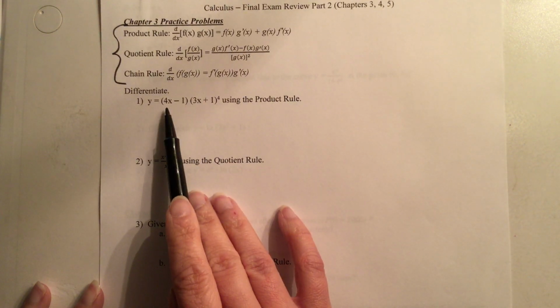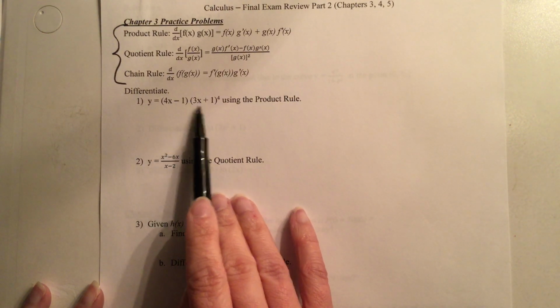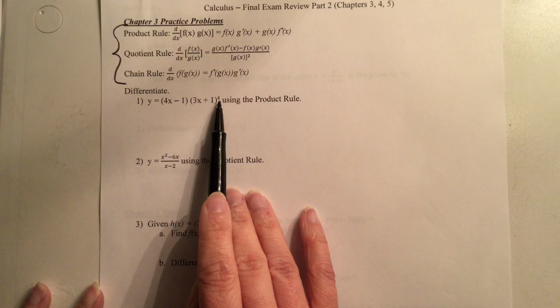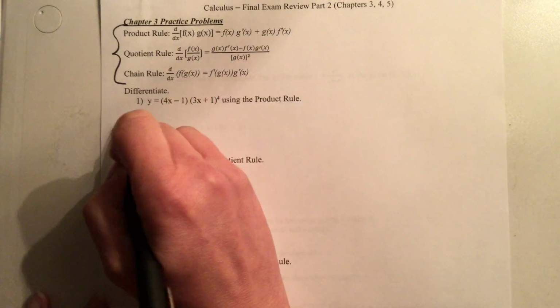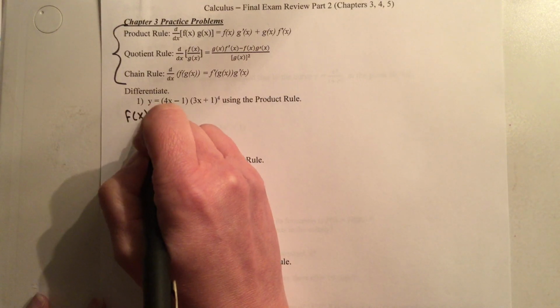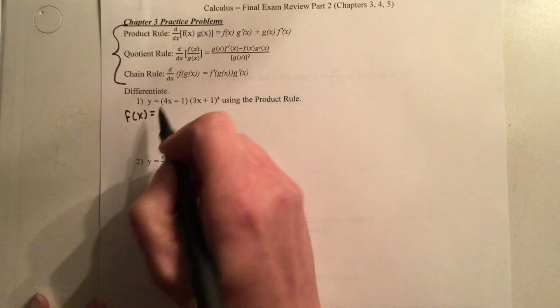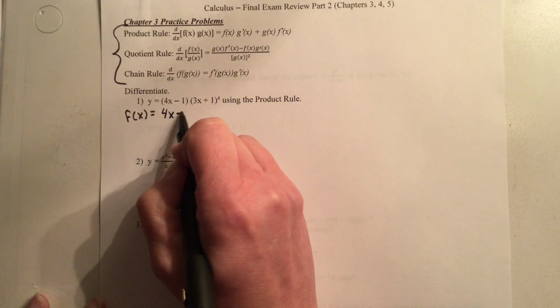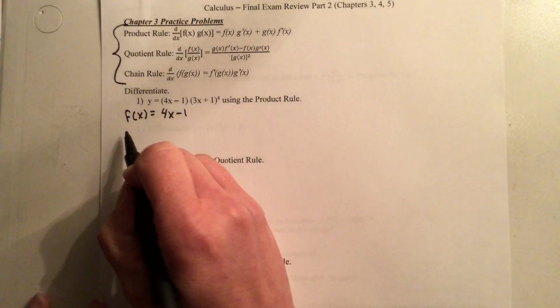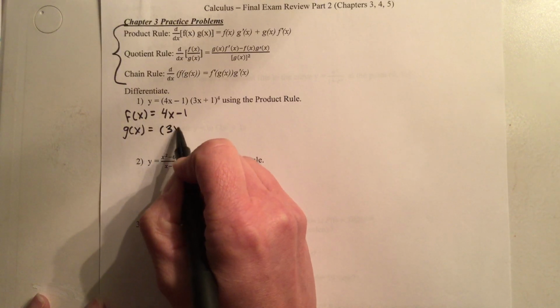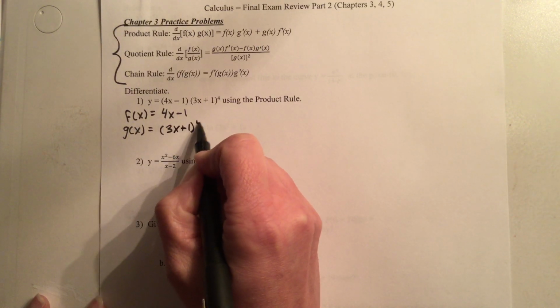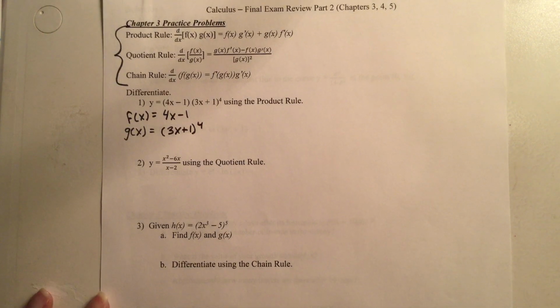So if I have 4x minus 1 times 3x plus 1 to the power of 4, in order to find the derivative, you would have to use the product rule. Now remember the product rule, f of x is the first piece. So in this case, it's the binomial 4x minus 1. Now g of x is the second piece. So in this case, it's 3x plus 1 to the power of 4.